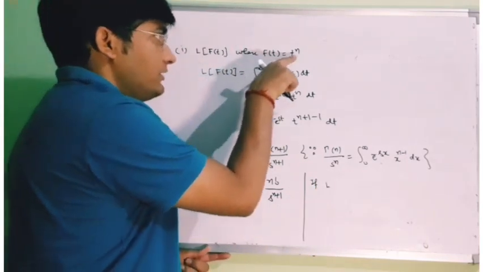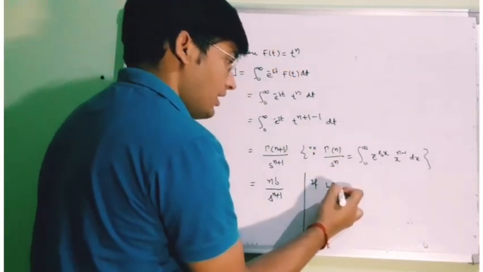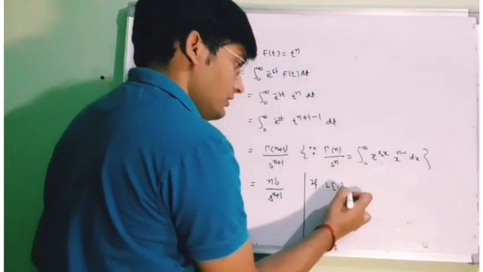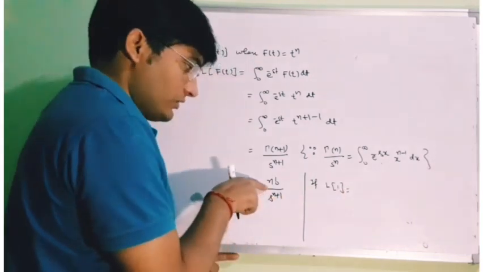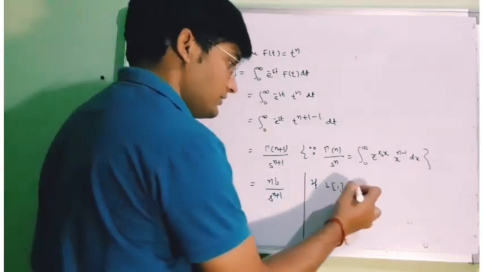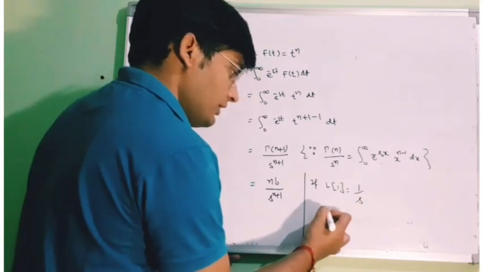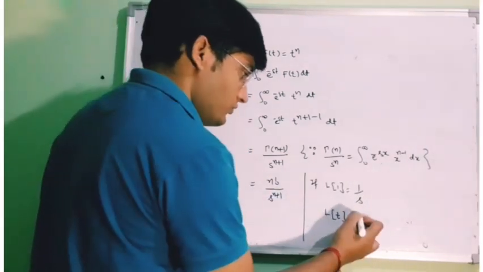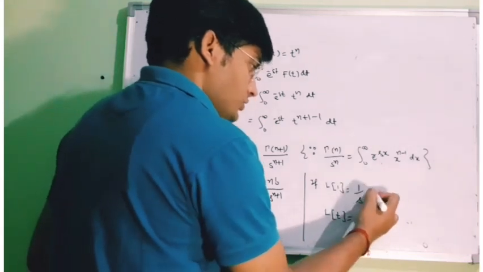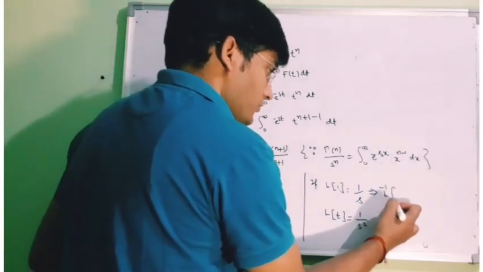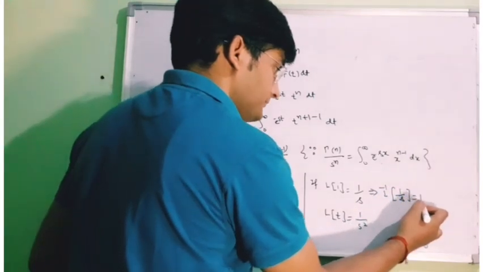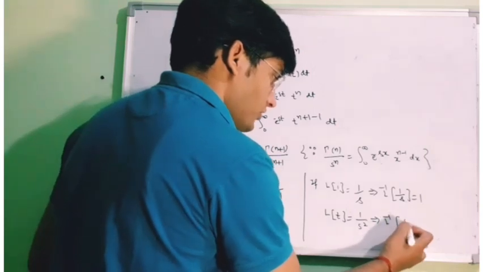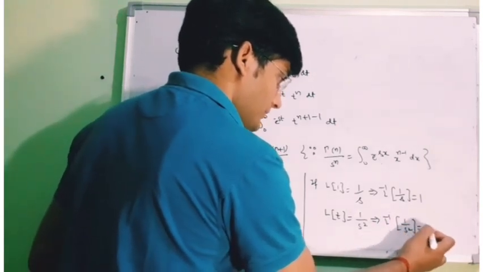Now for example, if our n is 0, then Laplace of t to the power 0, that means 1, is equal to, if we put n equal to 0 here, then we will have factorial 0, and this is equal to 1 upon s. Similarly, Laplace of t, that means when n is 1, then this will be 1 upon s square. So you can say that the Laplace inverse of 1 by s is equal to 1. From here, the Laplace inverse of 1 upon s square is equal to t.